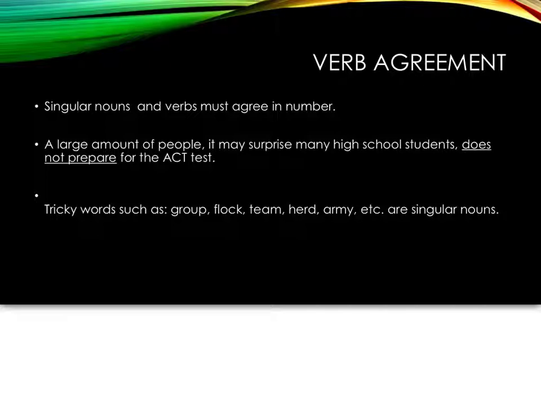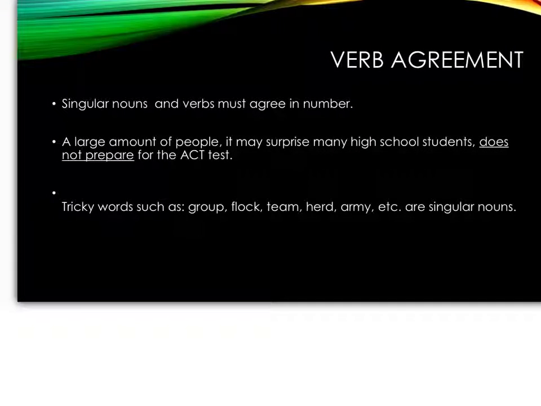It may surprise many high school students, does not prepare for the ACT test. To many of you this doesn't sound correct, but the noun of this sentence is amount. And an amount is actually singular. So you can substitute he for this, and then you look at the verb agreement. He does not prepare for the ACT test, and that works. That is actually the correct answer. So there's no change in that answer.